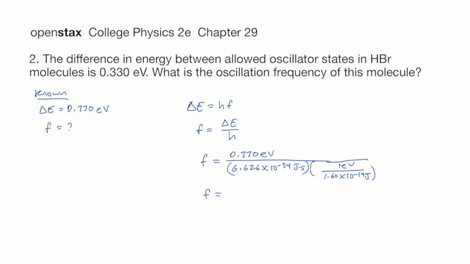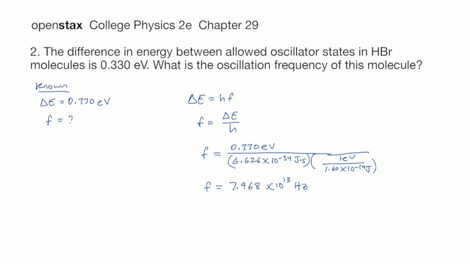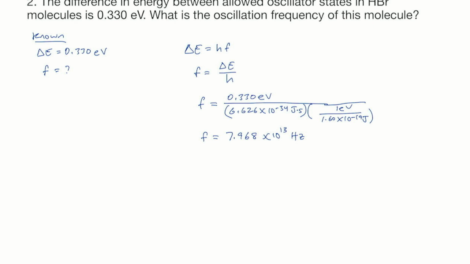I did the calculation and I found f is 7.968 times 10 to the 13 hertz. And so to 3 sig figs, we have f is 7.97 times 10 to the 13 hertz.